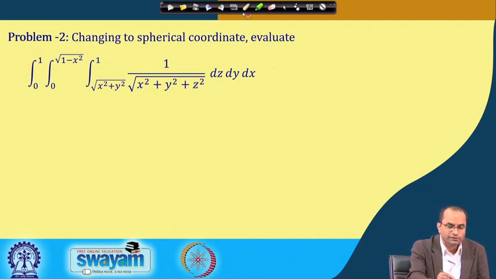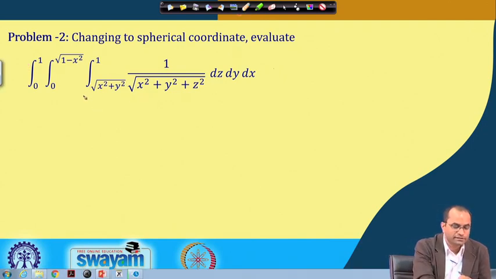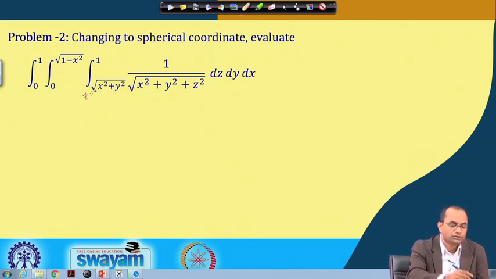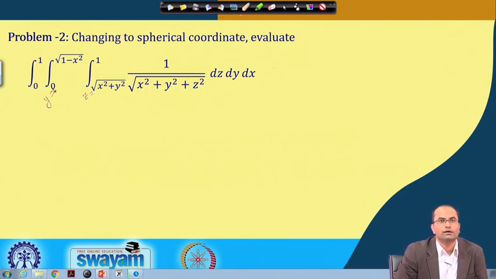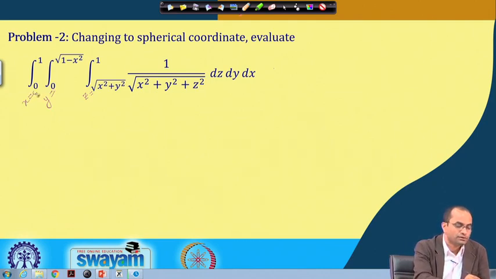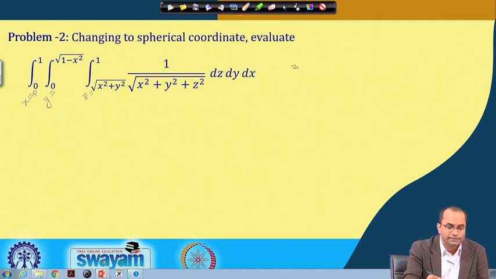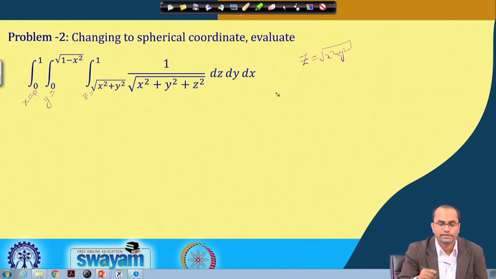So, in this case the limits for z, the inner one: z goes from x square plus y square to 1, and y goes from 0 to square root 1 minus x square, and x goes from 0 to 1. So, these are the limits. Here z is equal to x square plus y square, the innermost one, or z square is equal to x square plus y square.